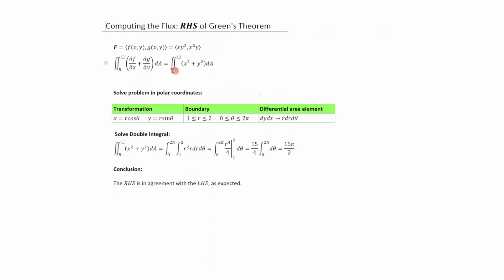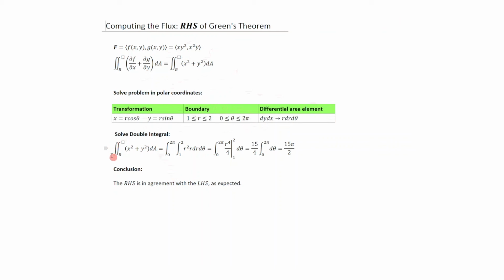The next thing is to do this double integral. Given that it's circular, it would be appropriate to solve this integral in polar coordinates. In polar coordinates, the transformation is x equals r cos theta, y equals r sine theta. The region is bounded by a circle of radius 1 and a circle of radius 2, and theta spans from 0 to 2 pi. So these are the bounds on the integrals, 1 to 2 for r, 0 to 2 pi for theta. And of course, from this transformation, you can compute the Jacobian, and so dy dx maps over to r dr d theta.